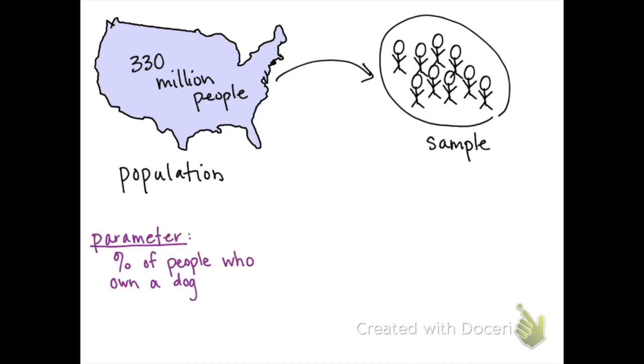Now, the parameter would be a numerical measurement describing some characteristic about that population. So suppose our parameter would be, we would like to know what percent of people in the United States own a dog. The statistic, remember the statistic is going to match that definition of parameter, but the statistic relies upon just the sample. So this would be the percent of people in the sample who own a dog.